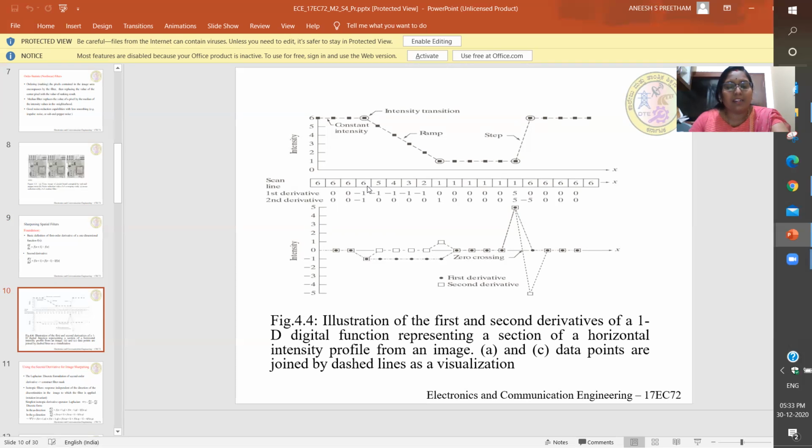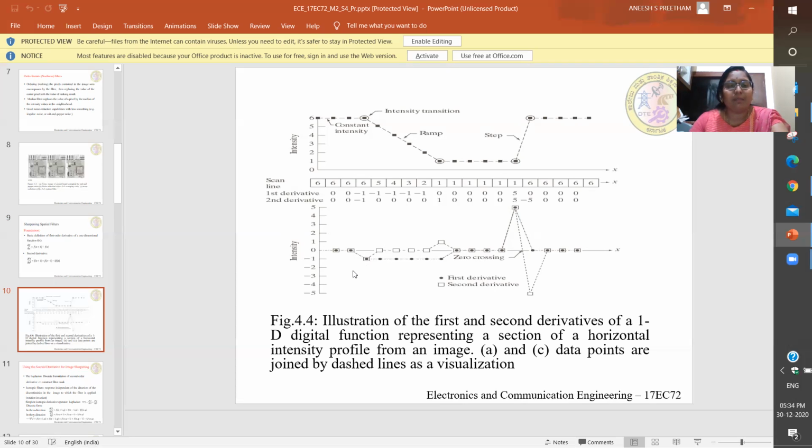In a similar manner, if you consider this as your f of x, this is your f of x minus 1 and this is your f of x plus 1. So these two should be added and subtracted with 2 f of x, that is 12. So 12 plus 11, 23, minus 12 is equal to 11, and so on for the next value, giving minus 1. So these are the resultants of the second derivative for this figure B.